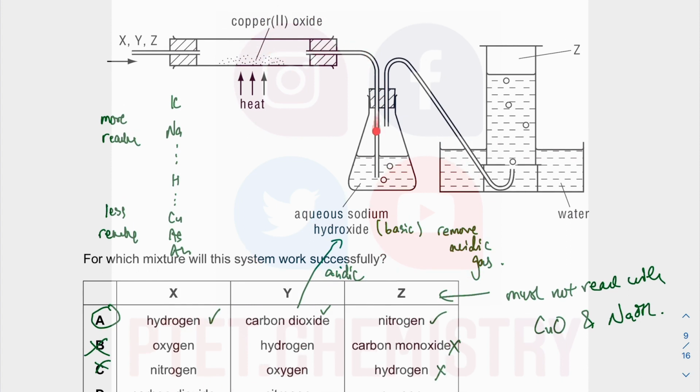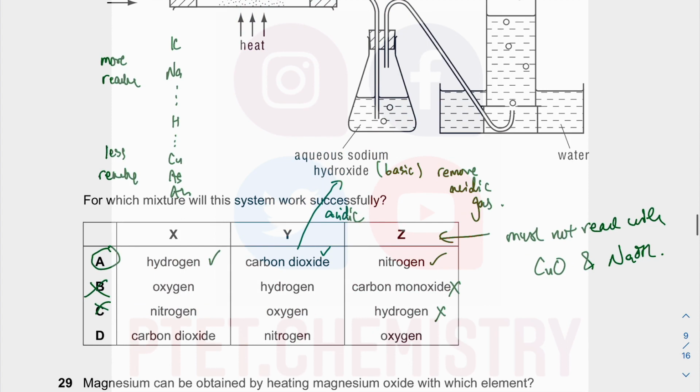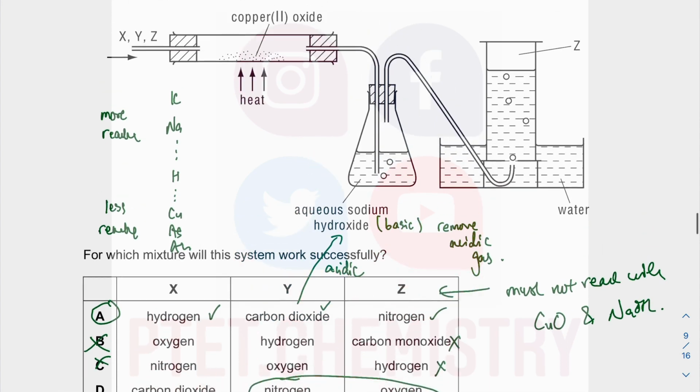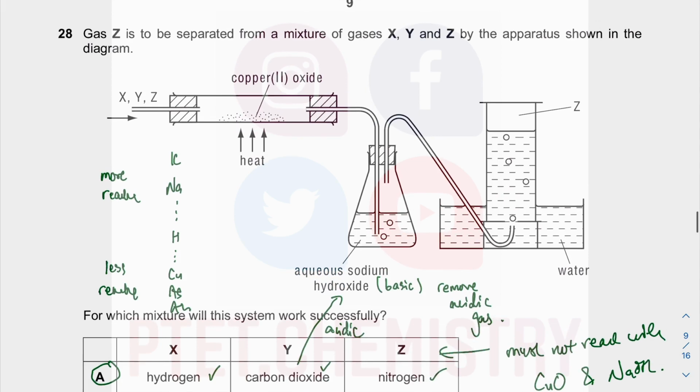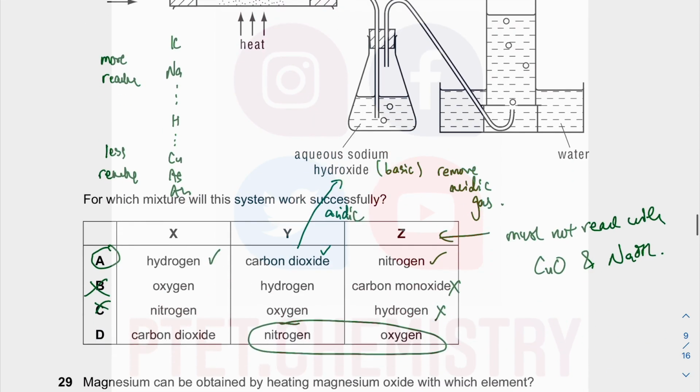Everything that passes through will be carbon dioxide and nitrogen. Carbon dioxide will react with the base, but the nitrogen will not react with the base, so the nitrogen and the oxygen will be collected. Both of these will not react with copper 2 oxide or sodium hydroxide, meaning you will still get a mixture of gases here, and that is not what you want. You want to get Z pure. So that's why D is incorrect. Alright?